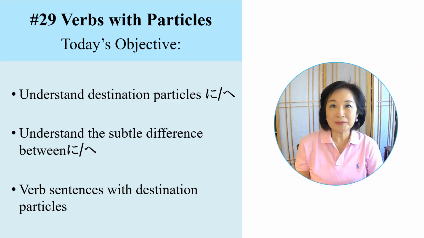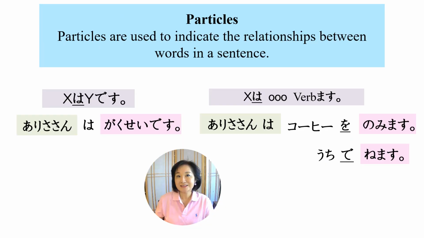今日もパーティクルを勉強しましょう。今日のパーティクルは destination particle ですよ。So far, we've learned several particles, so let's review them quickly. I explained the sentence structure X は Y です and introduced the topic marker は, and this topic marker is applicable to both this and must sentences when there's a specific topic you wish to discuss.